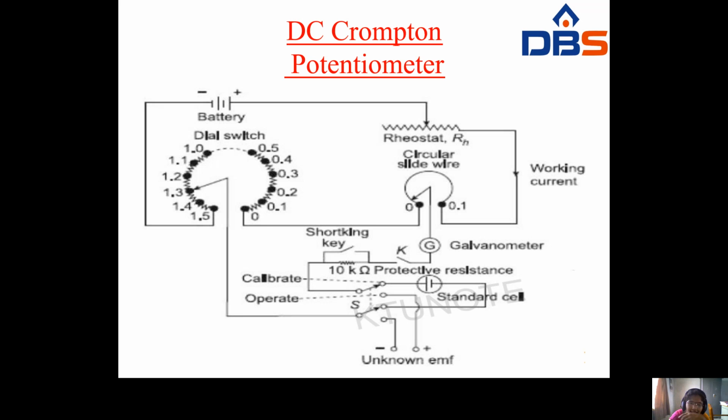The DC Crampton potentiometer consists of a galvanometer and a slide wire twisted in a round shape. This is a dial, and the dial has points up to 1.5, that means 15 readings. The dial switch shows the 15 readings. For this dial switch you give the battery negative, and the battery positive is connected to the rheostat. Here it is between 0 to 0.1.